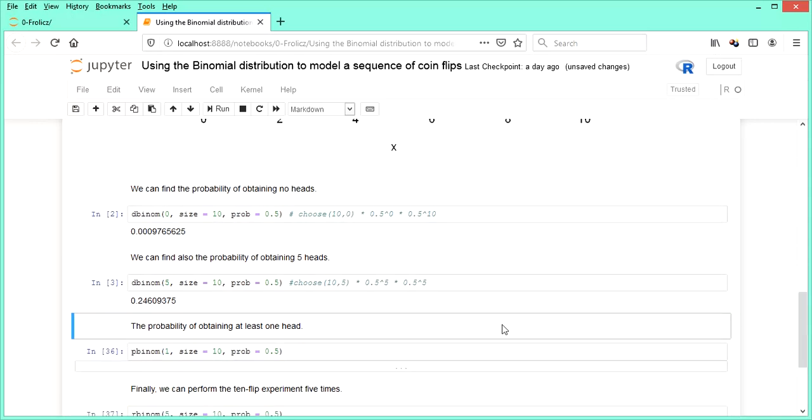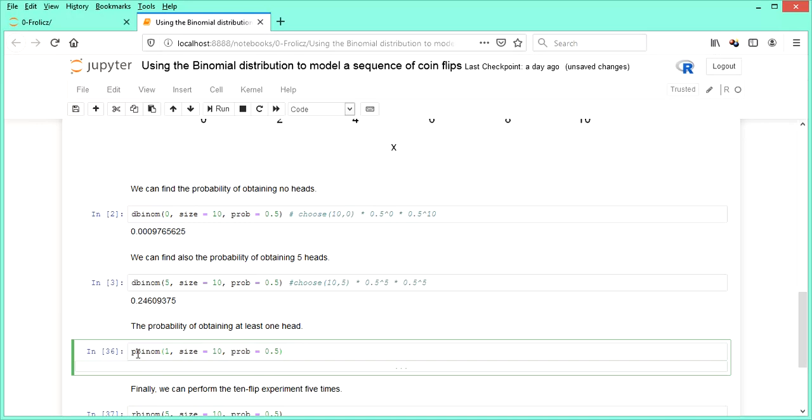Anyway, let's continue. Probability of getting at least 1 head. Okay, we run that. Now, this is a little interesting because now we're using the binomial function, because we want to know what the probability of getting at least 1 head is. Okay, sorry, let me start again. The probability of obtaining at least one head is the probability of getting only one head, plus the probability of getting only two heads, plus the probability of getting only three heads, and so on and so forth.